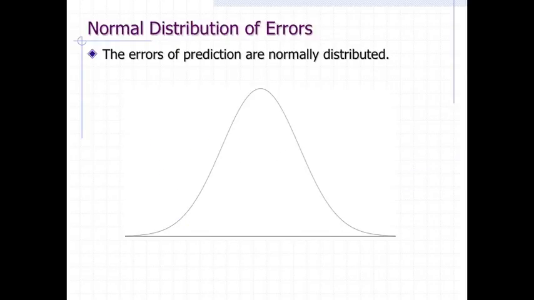The third assumption is that the errors of prediction are normally distributed. This means that the distributions of deviations from the regression line are normally distributed. It does not mean that x or y is normally distributed.